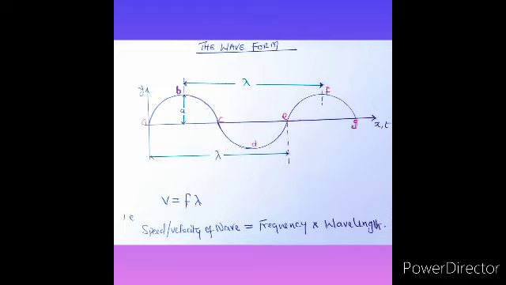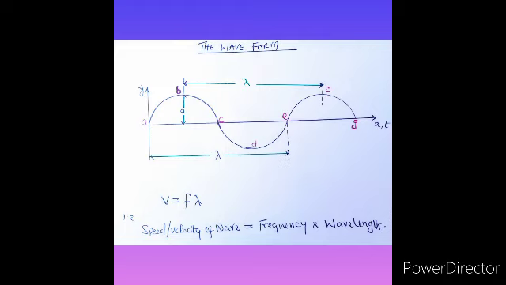Now the wave equation is V equals F lambda, where V is the speed or the velocity of the wave, F is the frequency of the wave, and lambda is the wavelength of the wave. So we can say that the speed or velocity of a wave equals the frequency of the wave times the wavelength of the wave. Now we move straight to vibration in strings.